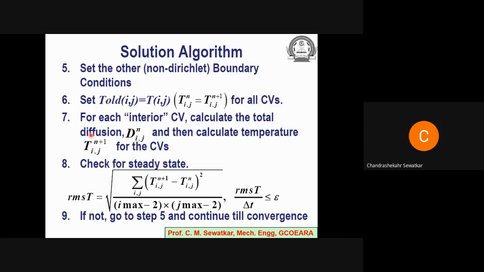We scroll through all the points and find the new values of temperatures, and then we check for steady state by considering the RMS value. It is the summation over ij of Tij at n plus 1 minus Tij at nth level, whole square, divided by Imax minus 2 into Jmax minus 2. Imax minus 2 into Jmax minus 2 is the total number of yellow circles at which the solution is sought. If this value is less than epsilon, my solution is obtained, else we need to go to step number 5 and repeat the entire procedure.